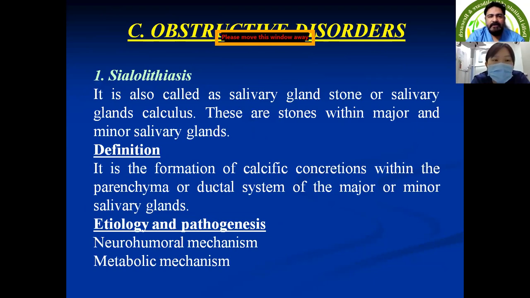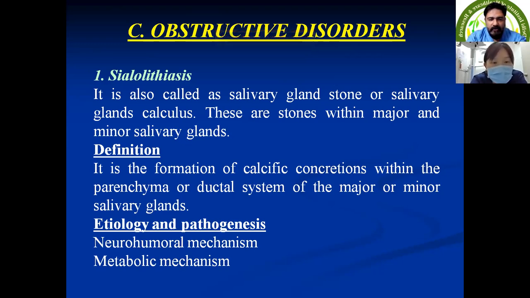Then we come to obstructive disorders such as sialolithiasis. It is also called salivary gland stone or salivary gland calculus. These are stones within major and minor salivary glands. Definition: it is the formation of calcified concentrations within the parenchyma or ductal system of the major or minor salivary glands. So what will happen? It will slowly occlude the duct, block the duct, and there is a back pressure on the gland.